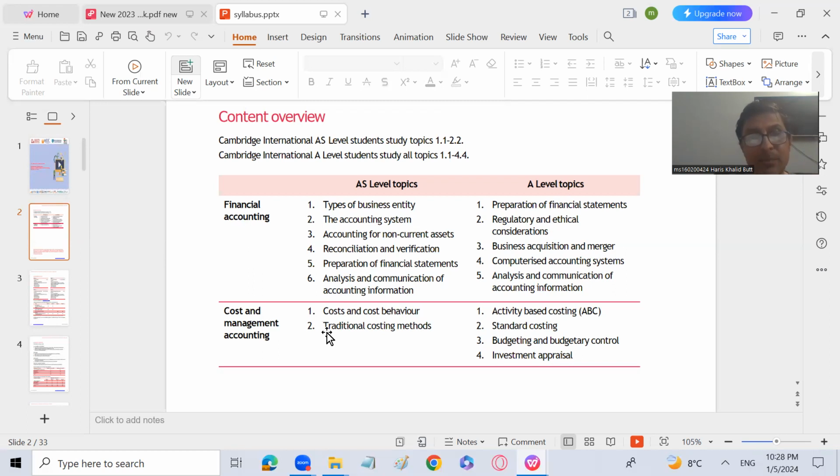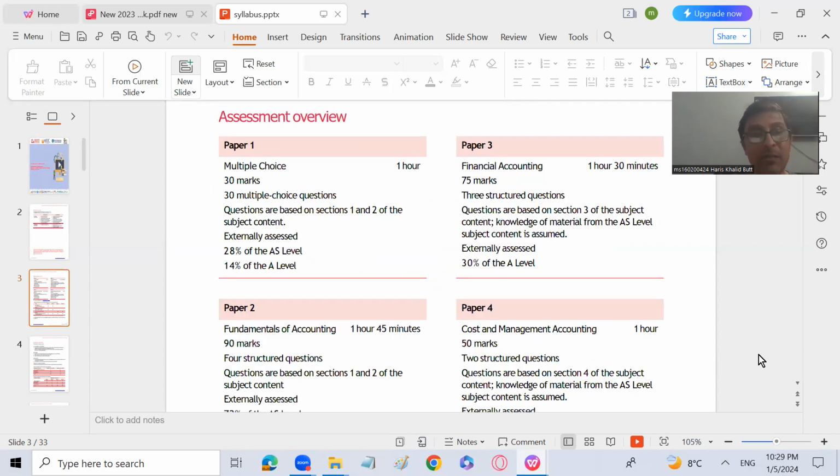Two chapters are there, absorption costing and marginal costing, for cost and management accounting in AS, and 4 chapters are there for cost and management accounting in A levels. But in A2, we have a completely separate paper, paper 4. In paper 2 of AS, we have cost and management accounting in the same paper. It includes a part of cost and management accounting.